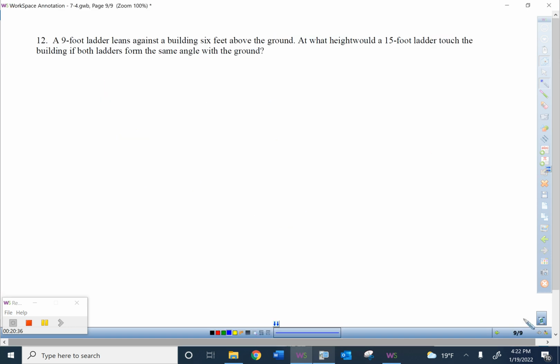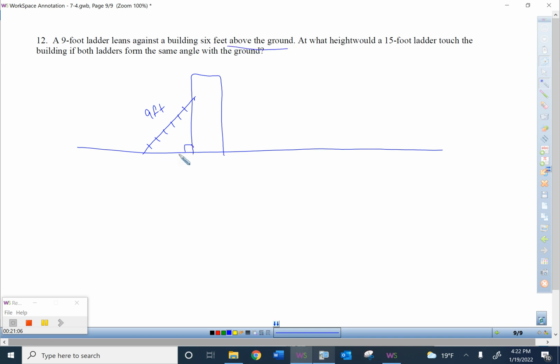The very last problem is dealing with a ladder. So we've got a ground, and we've got a ladder leaning against a building. So we're drawing a building. Our ladder is going to be leaning, so it's the slanted side. Draw some rungs on there to help you remember that's the ladder side. And this is 9 foot long. And it says against the building that's 6 foot off the ground. So we've got two other sides here, this one and this one. This one it says it's against the building 6 above the ground. If it is above the ground, it cannot be the distance on the ground. It has to be this distance. So there's our 6.